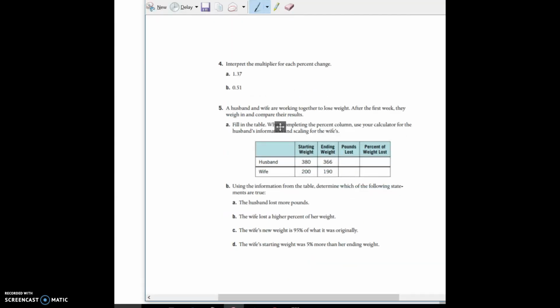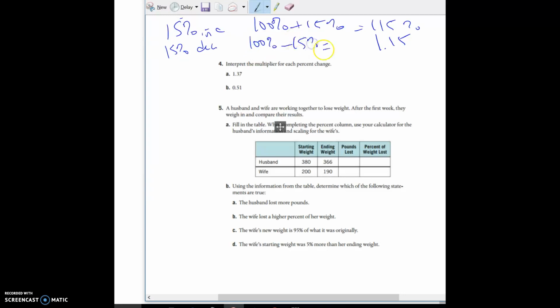Okay, so let's think about these. So remember, if it's like a 15% increase, then that means your multiplier would be, you'd have 100% plus you're adding 15%, which is 115%, but that's as a multiplier 1.15. So if it's above 100%, you're going to have a multiplier above 1. What happens if it's a 15% decrease? Then you'd have 100%, subtract the 15%, which would end up being 85%, which notice that's less than 100, and in decimal form that would be 0.85. So when you're losing, your multiplier is going to be less than 1. When it's growing, it's going to be more than 1.